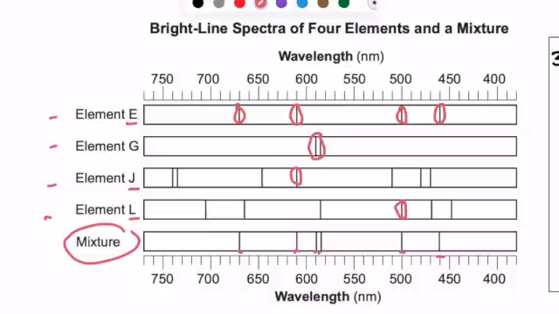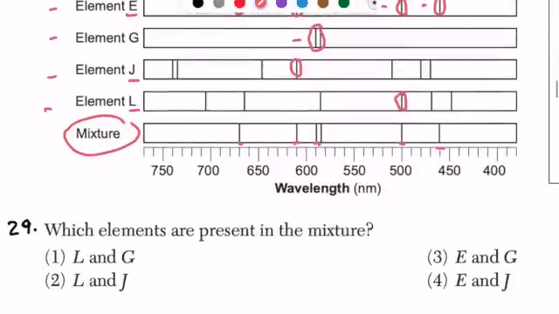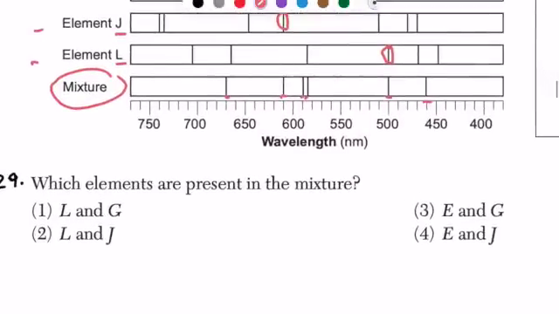So element E has all of its lines present, which is why we are sure that element E is present in the mixture. Element G also has all of the lines in the mixture, so we are certain that G is present. So your answer is E and G.